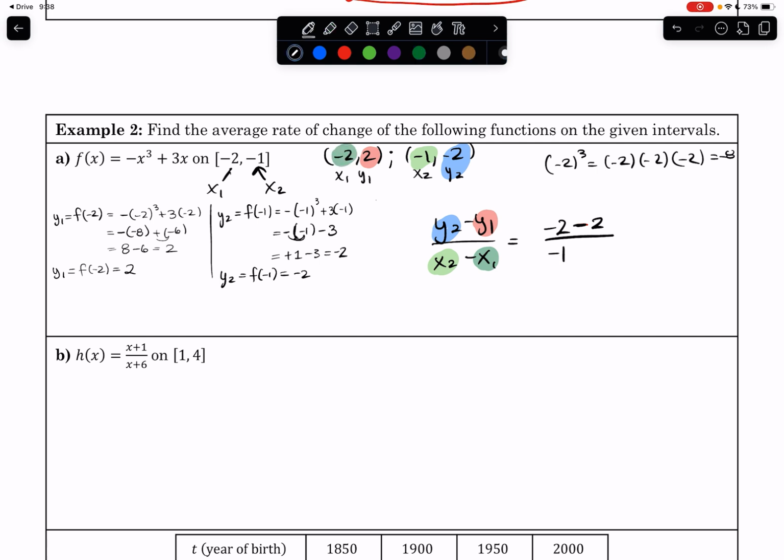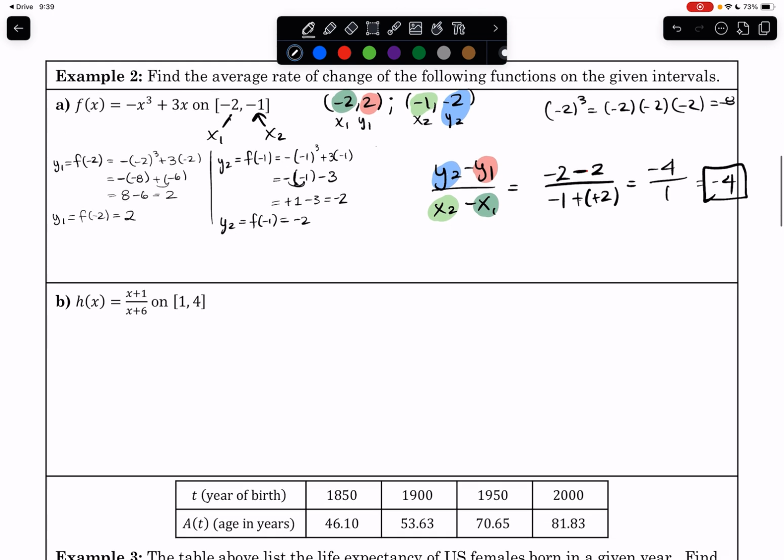So -1 minus -2. -2 minus 2 is not 0. That's equal to -4. And -1 minus -2, two negatives again make it positive. So this is -1 plus 2, which is +1. So the answer is -4. So this is the rate of change of this function on the interval of 2 and -1.